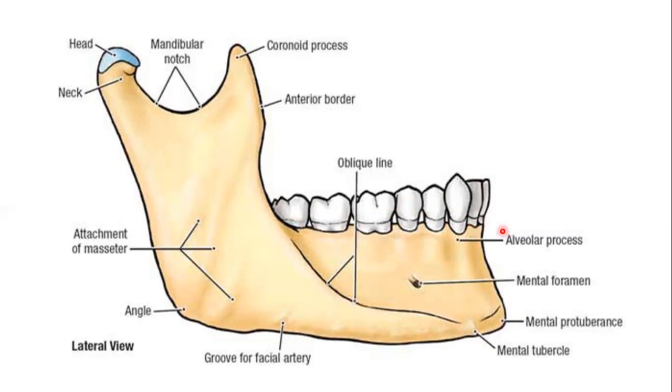So I've told you about the symphysis menti, the mental protuberance and the mental tubercles. Now we come to the oblique line, very important. This is the continuation of the anterior border of the ramus. This is the ramus, it has an anterior border. Its continuation below onto the body is known as the oblique line. It runs forwards and downwards, reaching the mental tubercle. And here you identify the groove for the facial artery.